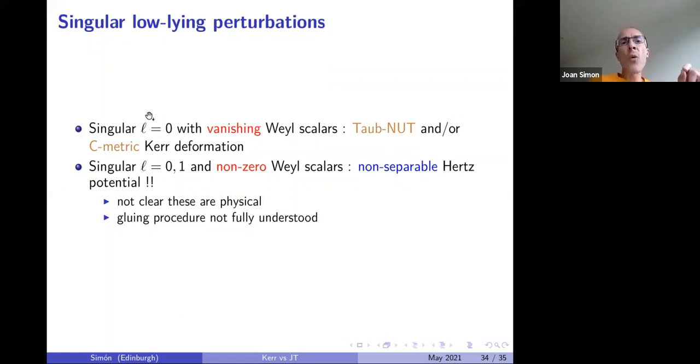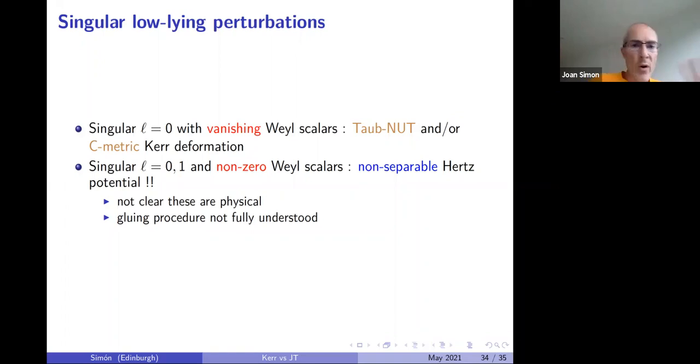If I consider one of our singular L equals 0, remember that all the new game was in L equals 0 and L equals 1, if I consider singular L equals 0 perturbations with vanishing Bailey scalars, so they don't have infinite energy flux, but they are still singular, I don't try to cure the singularity, I reproduce the tau naught perturbations of Kerr and the symmetric perturbation, deformation. So I was actually quite happy with this because we seem to recover everything that is known.